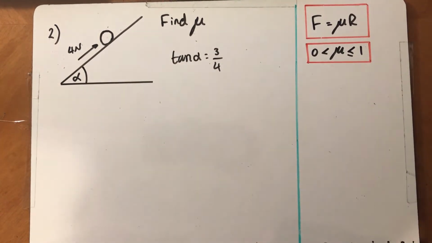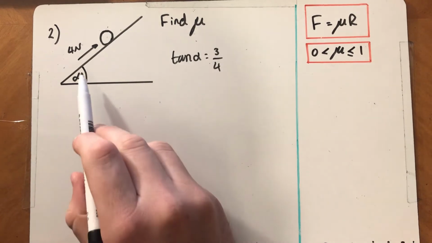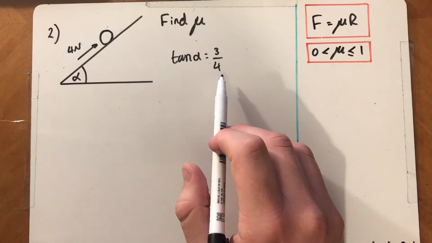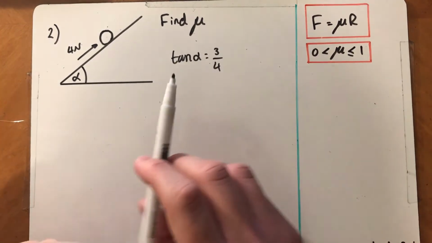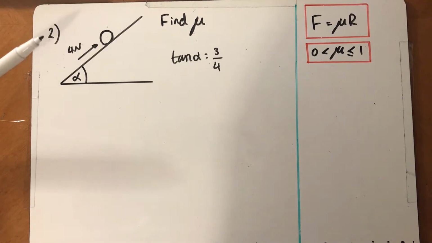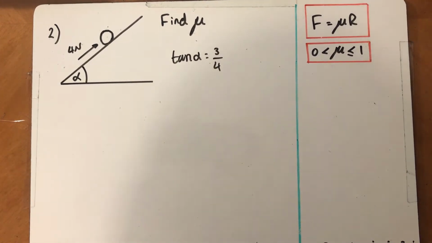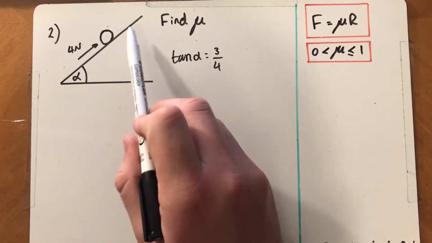Hi. So for question 2, we've been told a particle P of mass 0.5 kilograms is on a rough plane, inclined at angle alpha to the horizontal, where tan alpha is equal to 3/4. The particle is held at rest on the plane by the action of a force of magnitude 4 newtons acting up the plane in a direction parallel to a line of greatest slope of the plane, as shown in the figure above. The particle is on the point of slipping up the plane. Find the coefficient of friction between P and the plane.